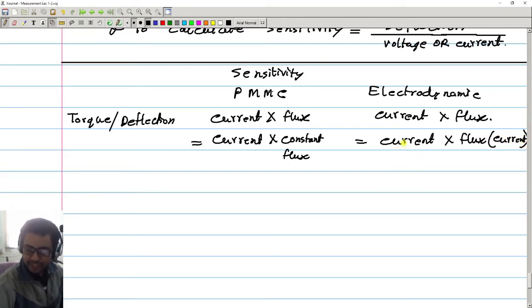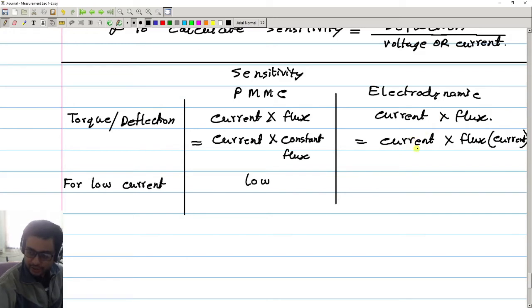So if current is low in electrodynamic, then both of them are low. For low current, in PMMC the flux is constant, not changing, only the current is going down, so it will be low. But here this will be low and this will also be low, so together it will be very low. So for lower values of current, PMMC is better.